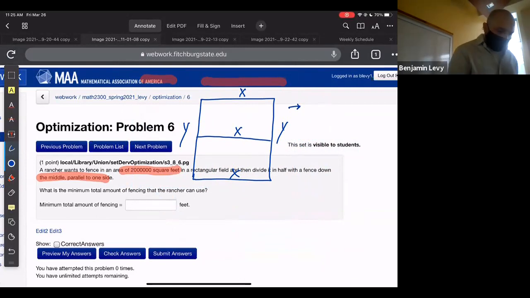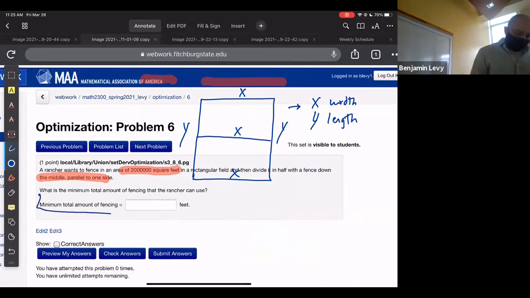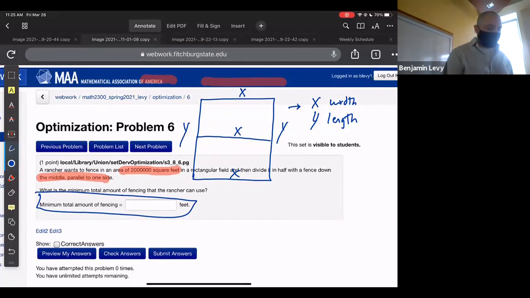What were you going to say? I was going to say X is the width, Y is the length, and the objective function is to minimize the total amount of fencing, subject to some constraints. So what's the total fencing? Looking at the variables we have, what's the total fencing?